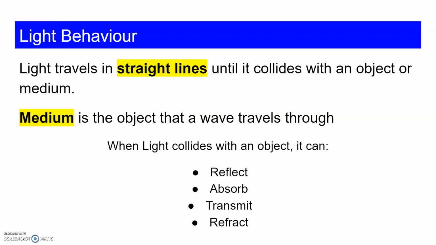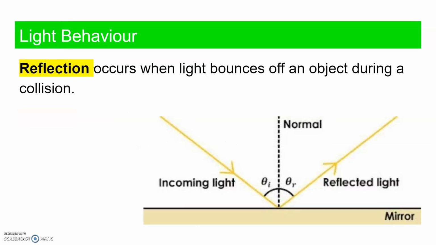So when light collides with an object or medium, it can reflect, absorb, transmit, or refract. Four things it can do: reflect, absorb, transmit, or refract. And we talked about transmission and reflection in the previous unit with mechanical waves. One we did not talk about was refraction.